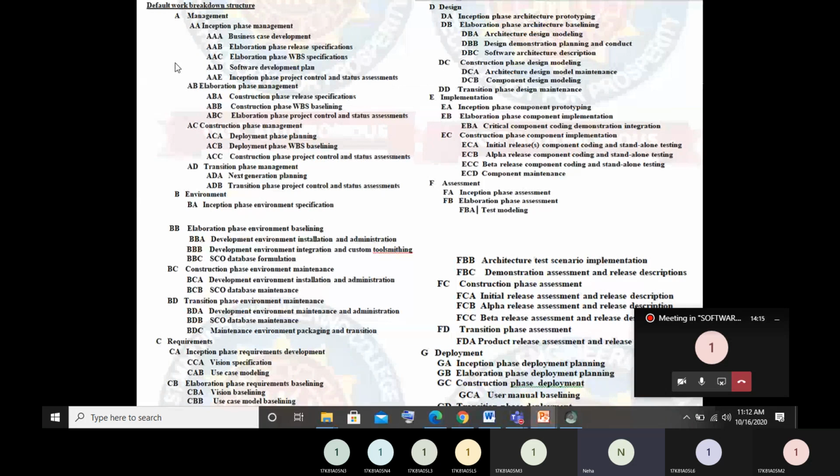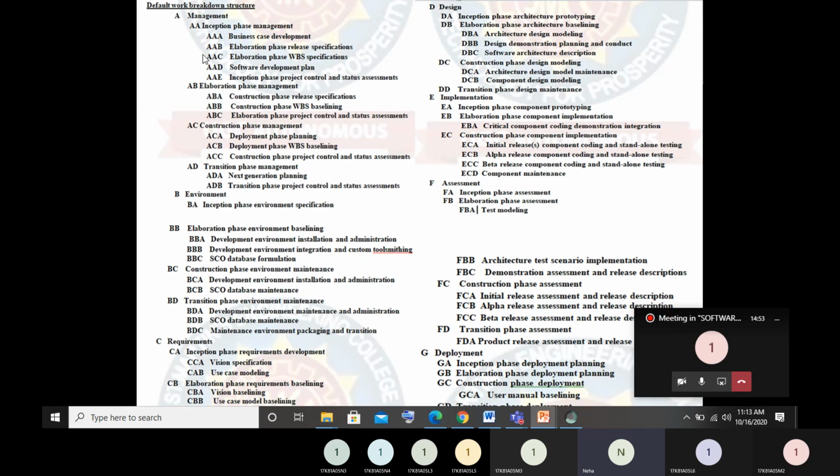You can see over here how this complete WBS has been organized. At level 1: management, environment, requirement, design, implementation, assessment, deployment. These 7 workflows are there. At level number 2, the inception, elaboration, construction and transition phases are there for every workflow. Then at level number 3, the activities associated with those phases come.